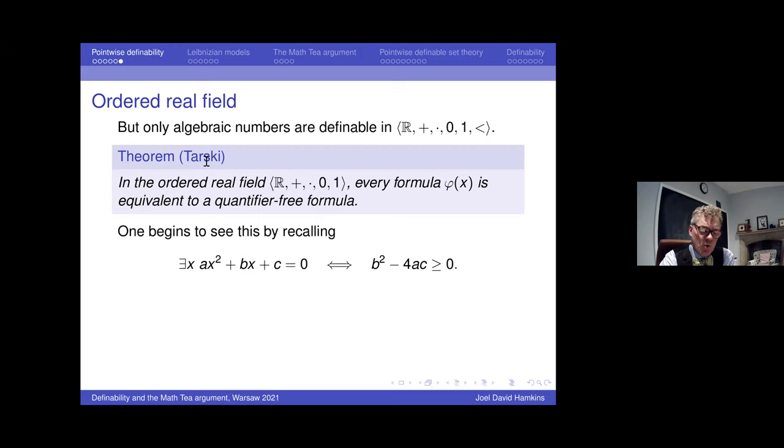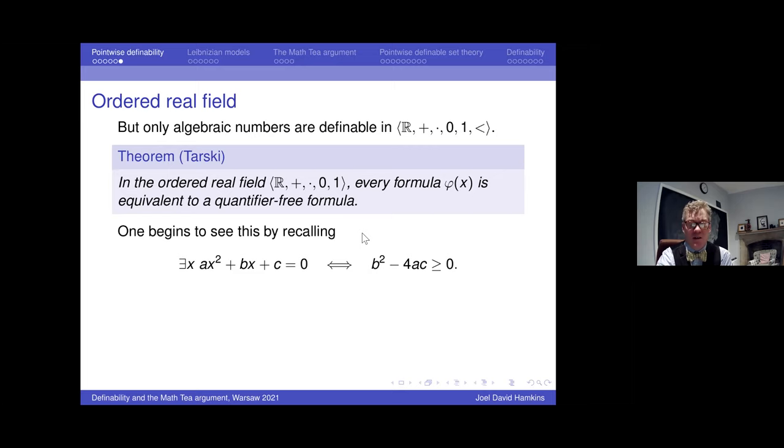So Tarski proved famously that in the ordered real field, every formula is equivalent to a quantifier-free formula. And in fact, he proved it not just in this field, but for any real closed field. And you can start to see how that could be true if you think about asserting that a certain quadratic has a real root is equivalent to the assertion that the discriminant is not negative. And so we eliminated this quantifier. We got rid of x. We don't have to talk about x. We can just talk about a, b, and c. So this is a quantifier-free formula that is equivalent to this formula in any real closed field. And Tarski proved that every formula eliminates quantifiers in that way.